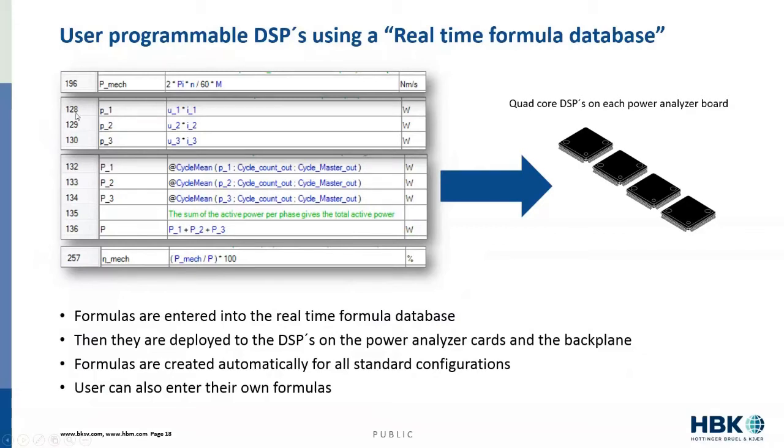An example is shown here just for some power measurements. You can see line 128 is the instantaneous power of phase 1, which is found simply by multiplying voltage from phase 1 times current of phase 1. And then we find the active power by finding a cycle-based mean over that instantaneous power. We do that for all 3 phases and then sum them to find the total active power.